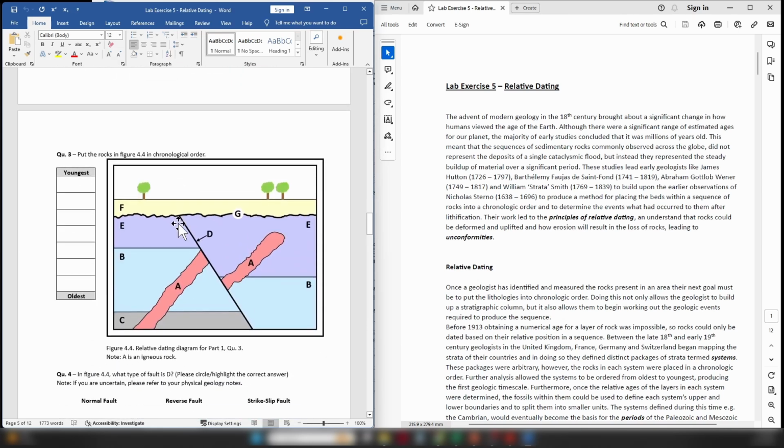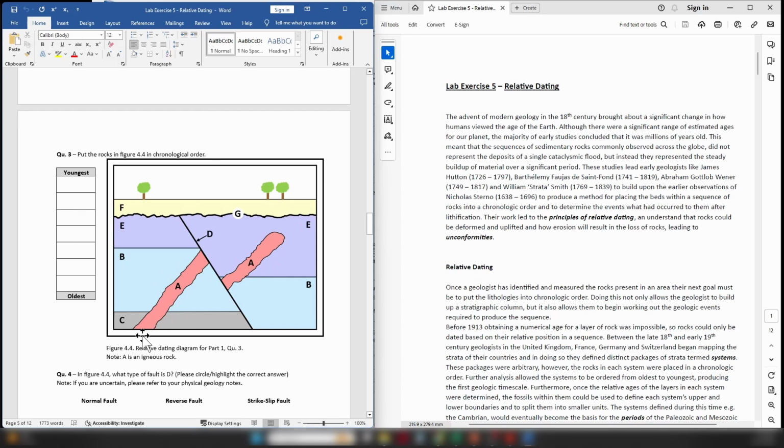So for question 3, you can see we have another diagram. This is figure 4.4. And once again, we have another igneous rock. In this case, it is A. You will also notice that there is a fault, D, and an unconformity, G. So we have lots of stuff going on in this diagram.